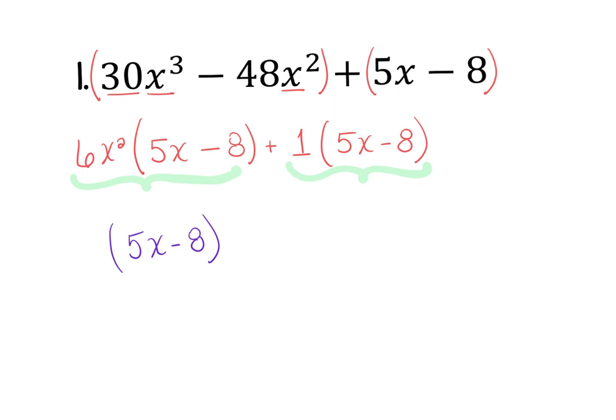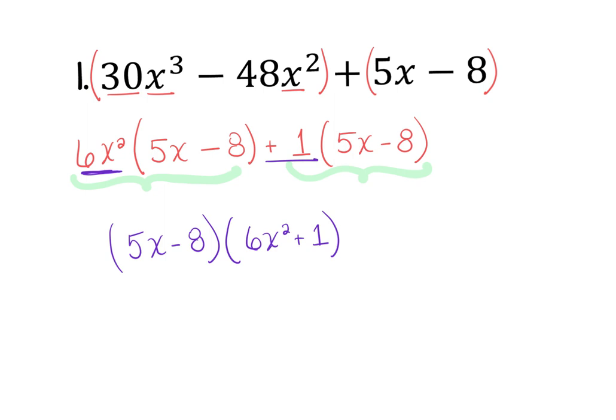My second group is going to be what is left over. So what's left over here is a 6x squared. So that is going to be there. And what is left over here is a plus 1. And that is my factor by grouping. All right, that is my factor by grouping.